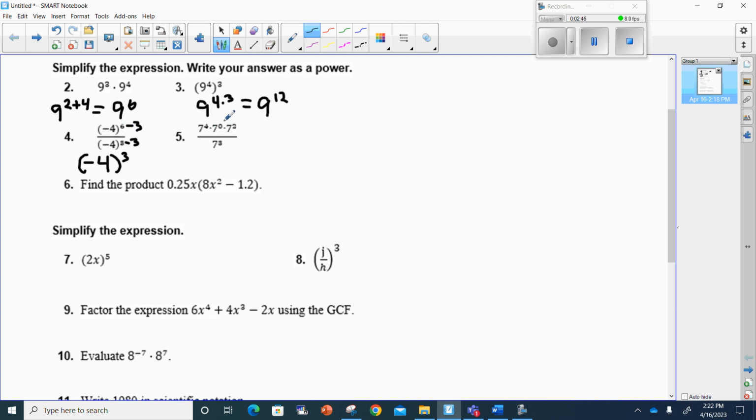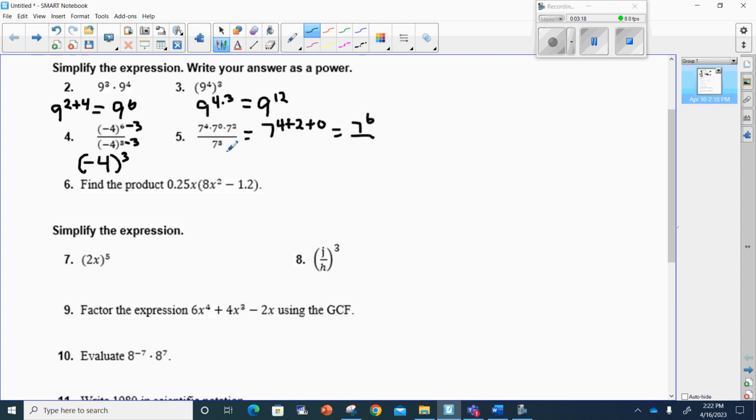Next is number 5. 7 to the 4th power times 7 to the 0 power times 7 to the second power. 7 to the 0 power automatically is 1, so I don't even have to count that in. So I could turn this into 7 to the 4th power, and since we're multiplying, that would be plus 7 to the second power. And if I wanted to put that 0 in there, I could put plus 0. It's not going to matter. This is going to equal 7 to the 6th power.